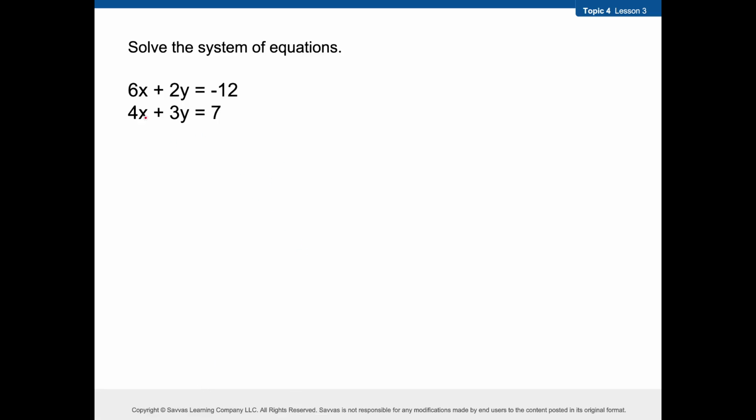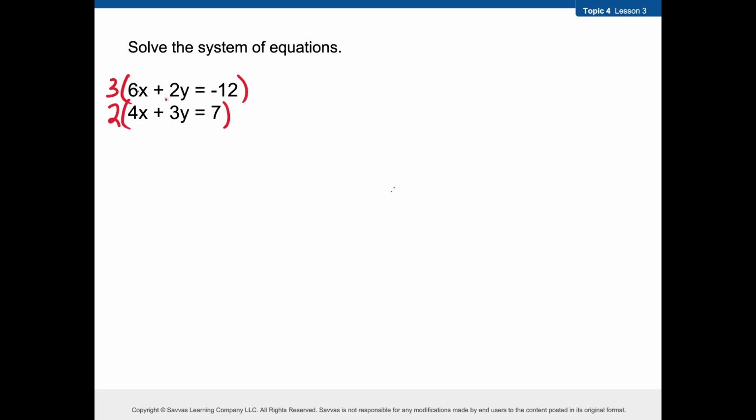Same thing here. 4 and 6 don't go into each other. 2 and 3 don't go into each other. So in this case, 4 and 6 can both go into 12, and 2 and 3 can go into 6. So since 6 is smaller, I am going to choose to do my y values. 2 goes into 6 3 times, so 3 times 2 would be 6. And 3 goes into 6 twice, so I can do 2 times 3.